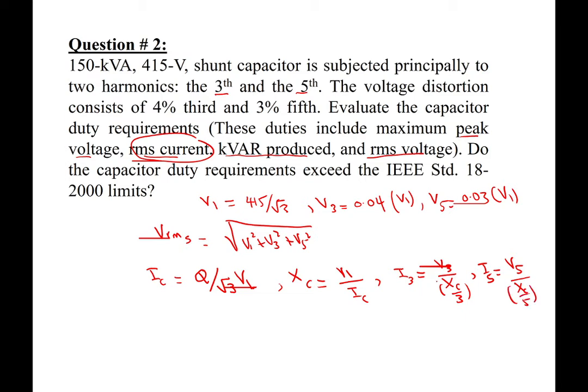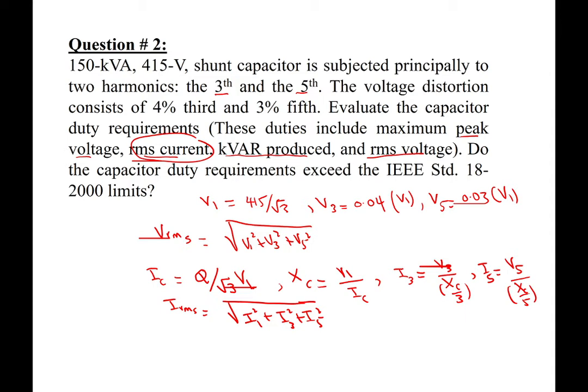So that will give you the different currents that pass through the capacitor. Then you can find I root mean square from the equation again, from IC or I1 square plus I3 square plus I5 square. Okay, so this is with respect to the value of the root mean square.